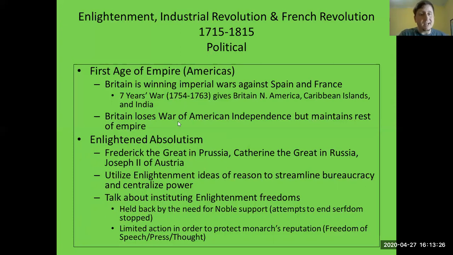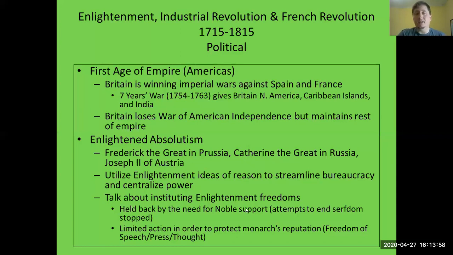Number two, we got enlightened absolutism. This is that funny little quirk that occurs in the middle 1700s. Generally, the enlightened absolutists are Frederick the Great in Prussia, Catherine the Great in Russia, Joseph II of Austria. Some people would put in Louis XV in France. It's debatable. But generally, they utilize Enlightenment ideas of reason to streamline the bureaucracy and continue to centralize power and to become all-powerful themselves.